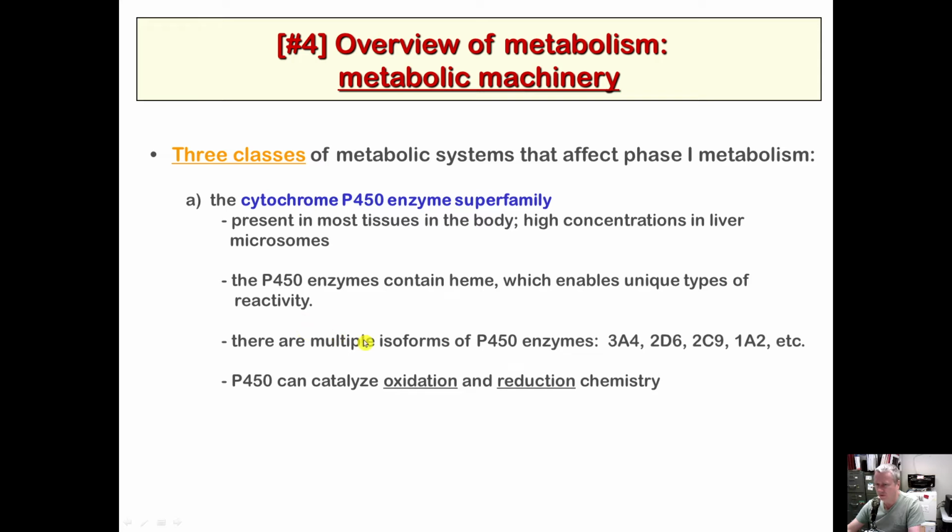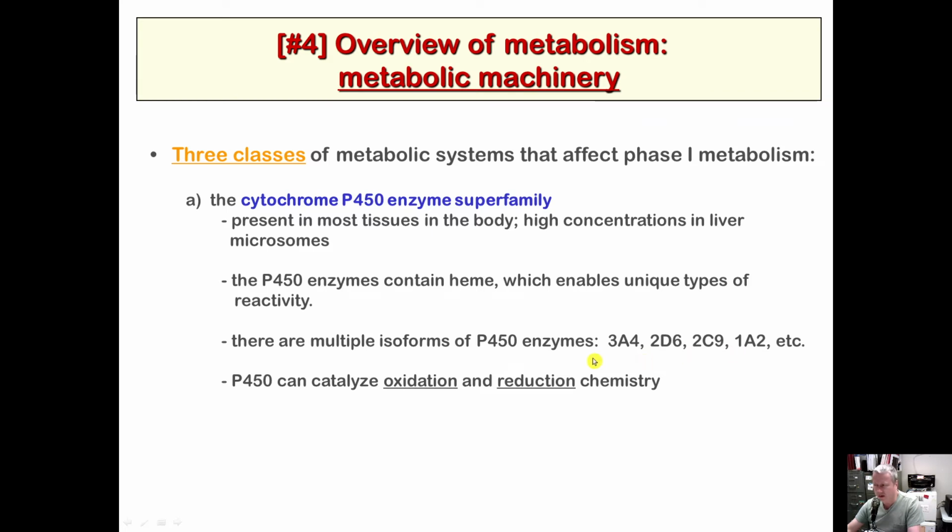There are different isoforms of P450: 3A4, 2D6, 2C9, 1A2. Why does this matter? Think about drug side effects and interactions, where two different drugs you take interact. Sometimes a drug will activate or inactivate one of the different isoforms, and that isoform may be involved in the metabolism of another drug molecule. That can actually cause a problem. So that's why this has to be studied very carefully in clinical drug development.